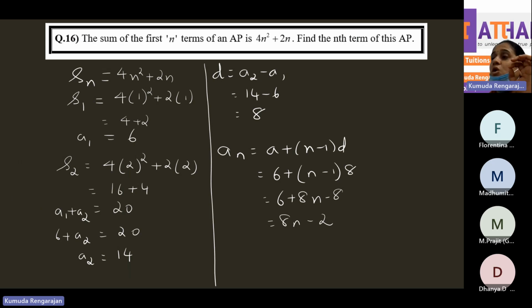So whenever we have An or Sn, in An, if you find A1, A2, you'll directly get A1, A2. But in Sn, if you find S1 and S2, they're not A1 and A2 straight away. S1 is A1, but S2 is not A2. S2 is A1 plus A2. If An is given, n is 1, you can find A1. n is 2, you can find A2. A1, A2, and D you will get. But if you find S1 and S2 using Sn, S1 is A1, but S2 is A1 plus A2. So there you should be careful. Like that you should find A2 and then find D.